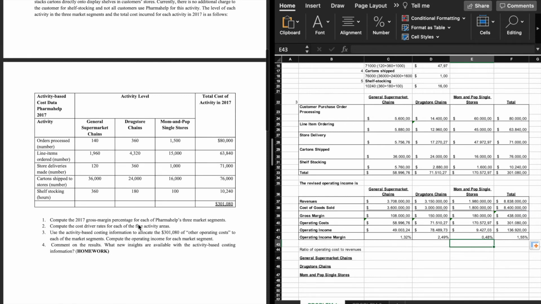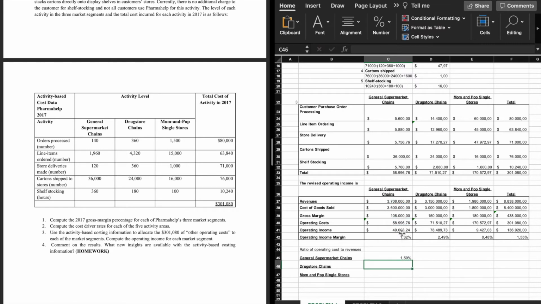Question number 4 will be your homework, but I will give a little hint for this question. From all the data we calculated, we can compute the ratio of operating cost to revenue to better know which market is the most efficient or otherwise. It is the operating cost divided by the revenue.